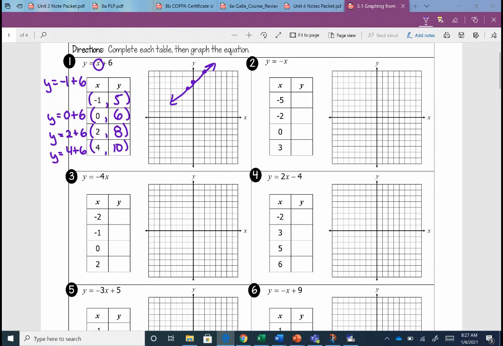Now, I want to do one more with you, then I want to give you guys a chance to try a few. I want to look at number 2 together.